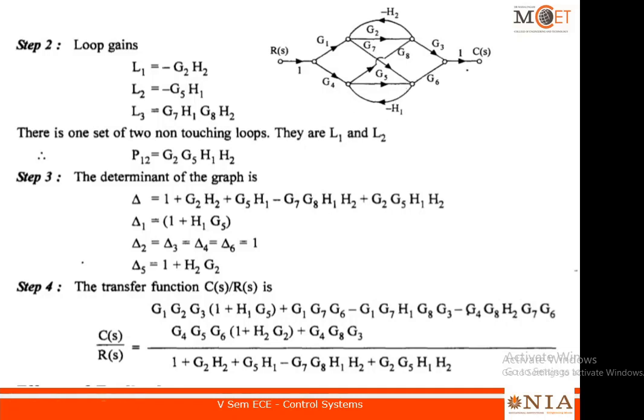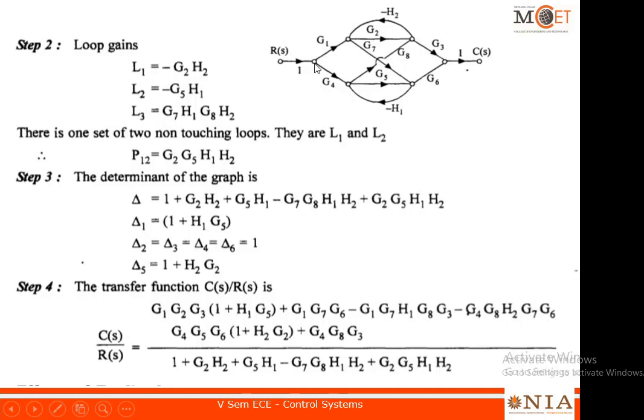Which path have we taken as the second path? I think we have taken this path G1, G7 and G6, so the forward path is like this. Is there any part of the graph not touching these four nodes? I think every part of the graph touches these nodes at some point. Here there is a touch, this also gets touched at this point, and this branch also touches here. So there is no part of the graph which does not touch this forward path.